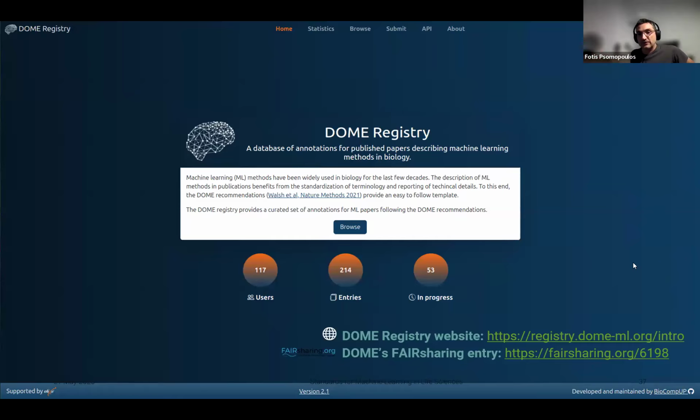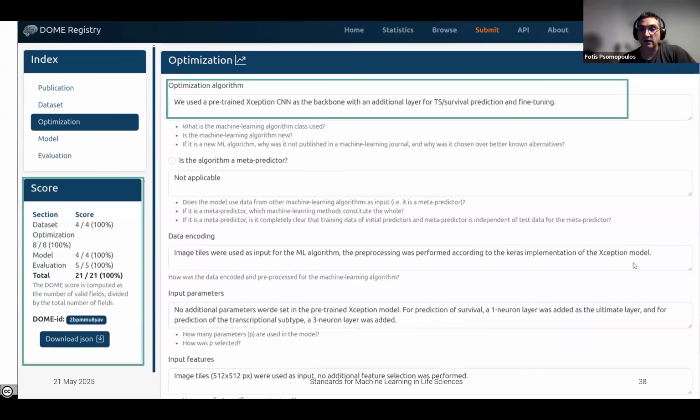So now that we have established that, over the last 2 years, we have put together a registry. Curators are taking articles that are published or are being published for machine learning, and they are annotating them. This is one of the cards of an article. Essentially, these questions are what they are trying to fill in.